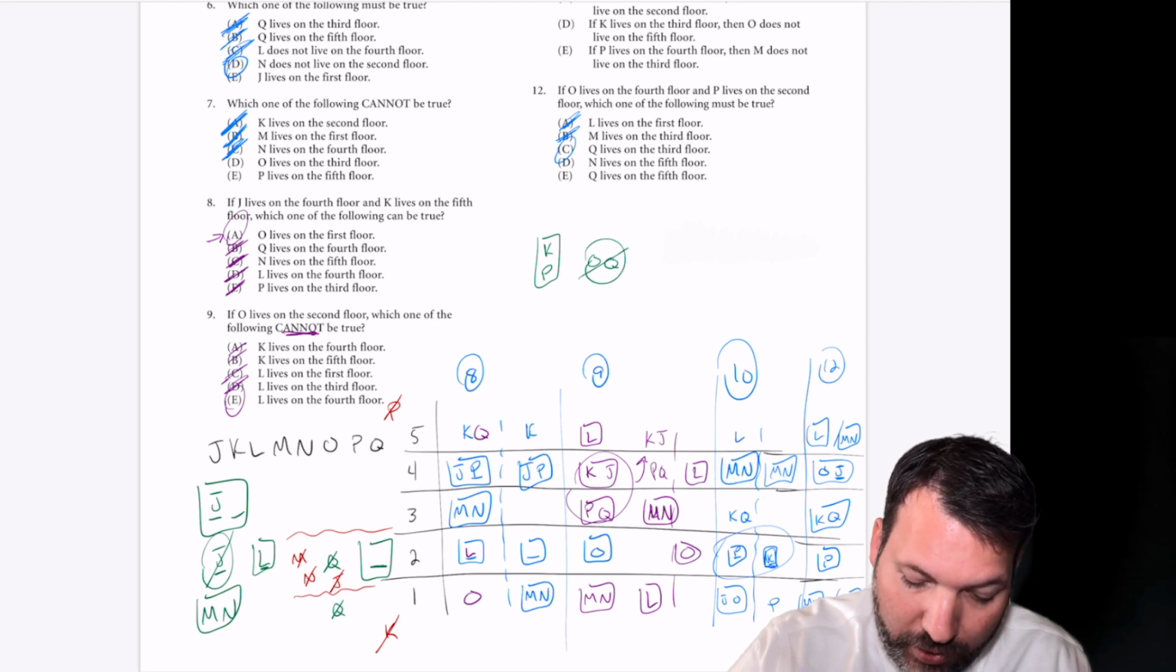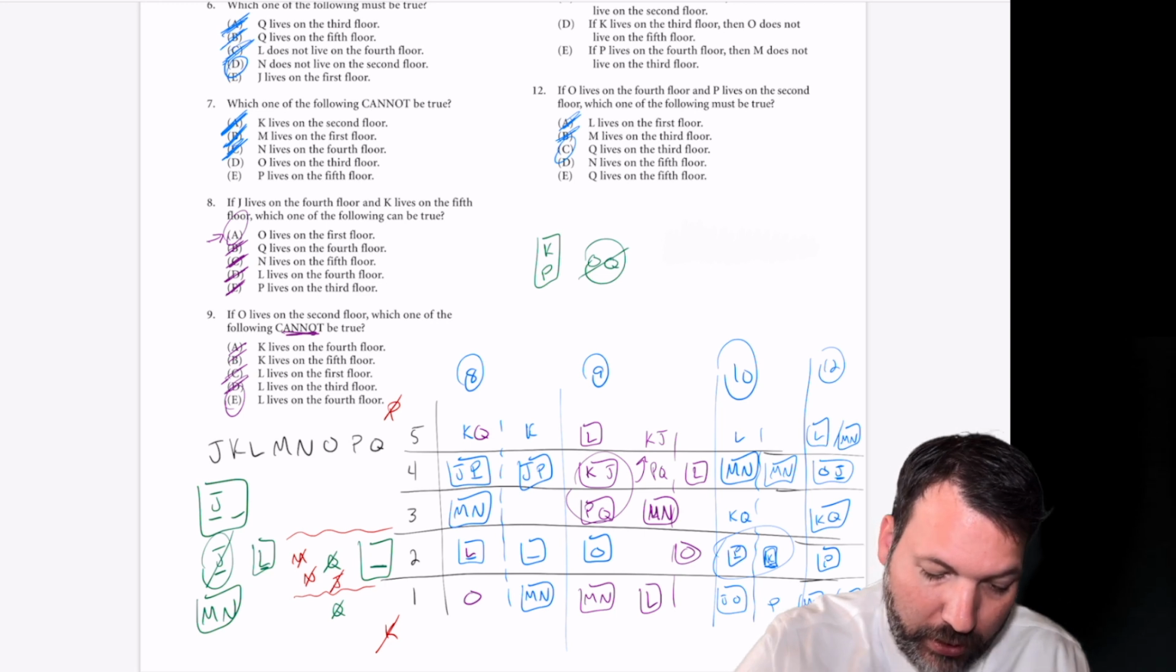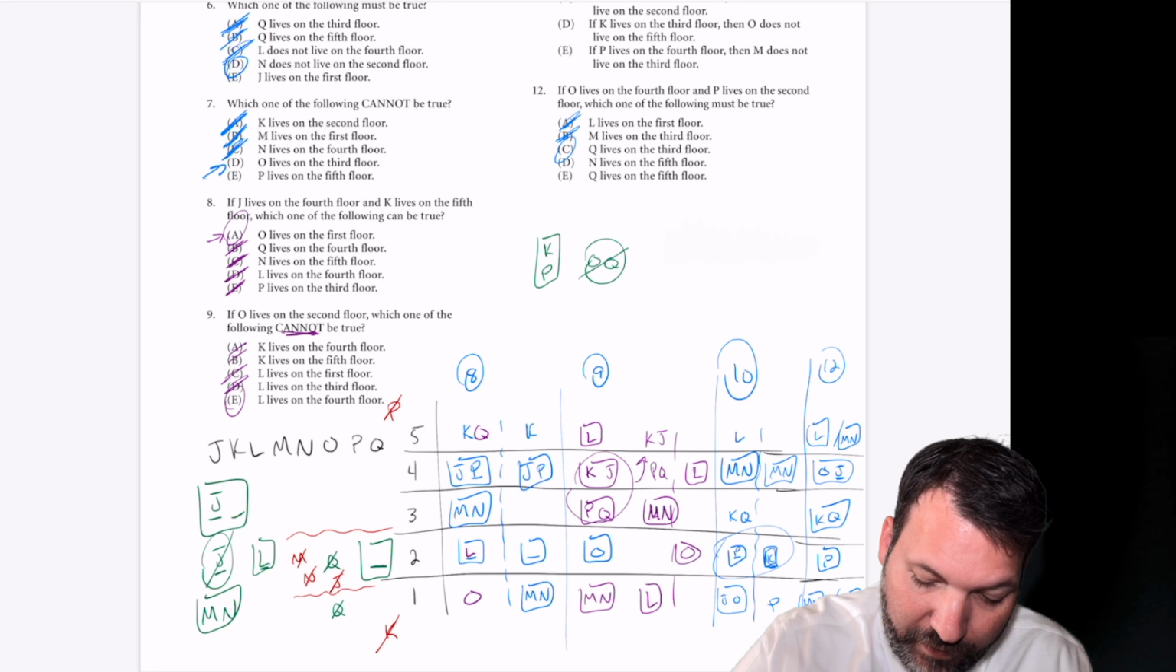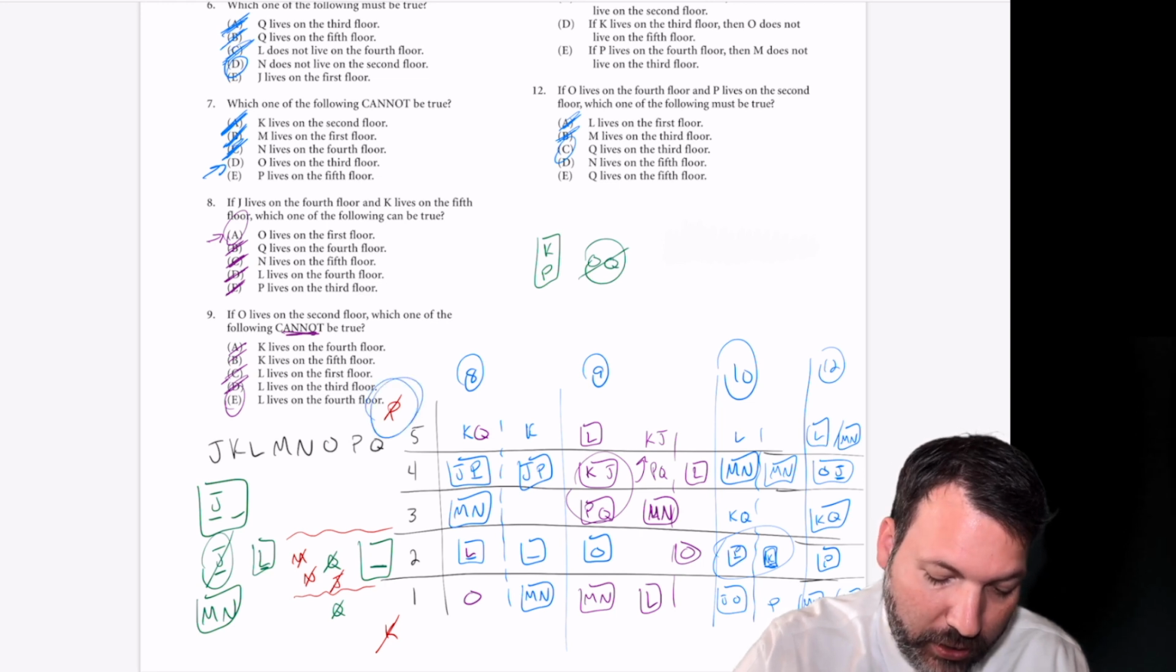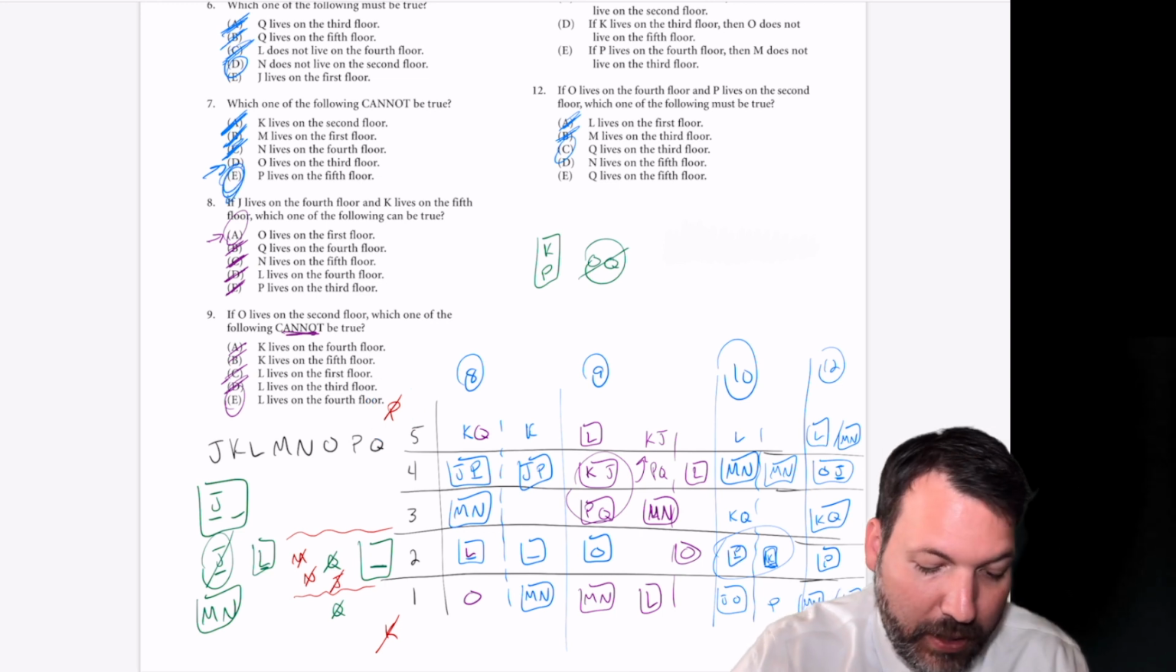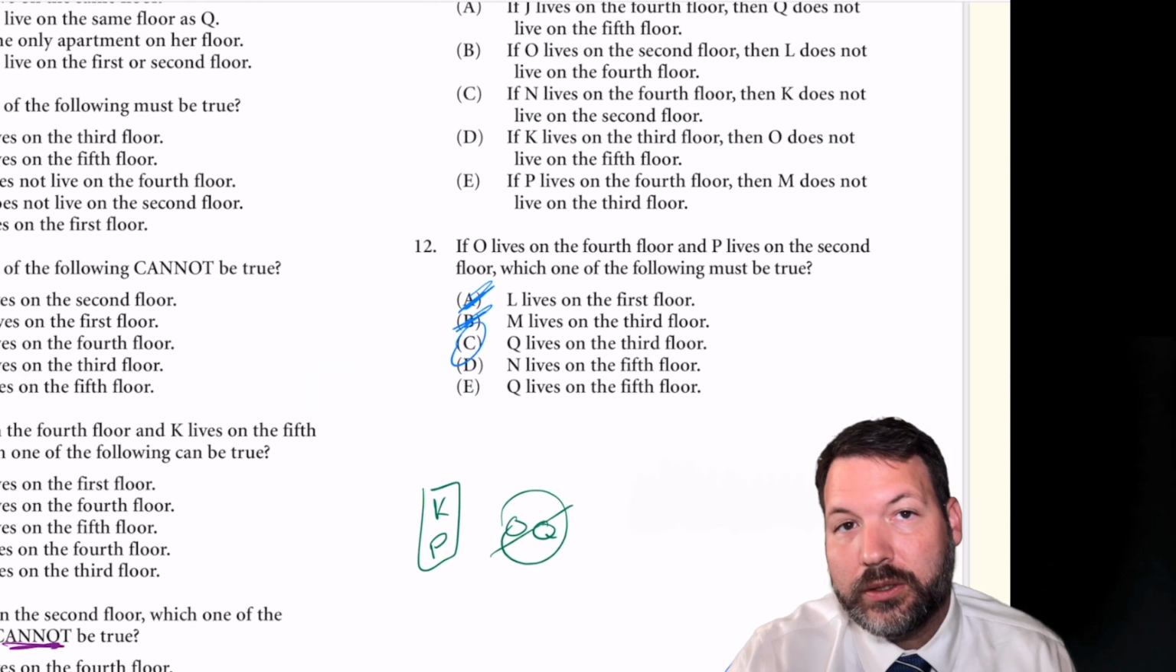O lives on the 3rd floor. I've never seen it. Don't know why it should be impossible, but it's never come up. P lives on the 5th floor. That's also never come up. Oh, wait, that's a deduction, though. Yeah, P cannot be on the 5th floor, so that's the one. Okay, goodness. So close to being done.